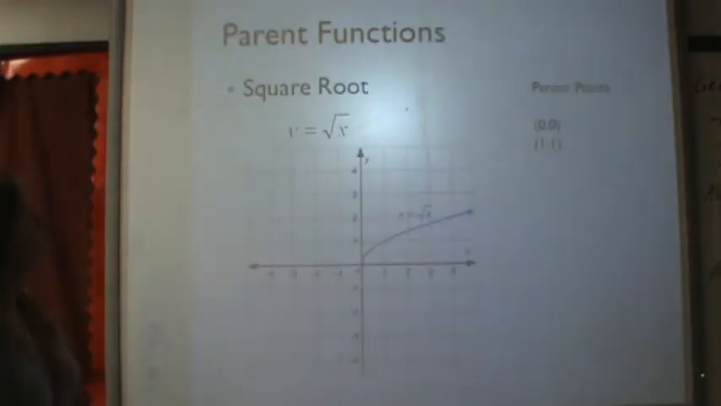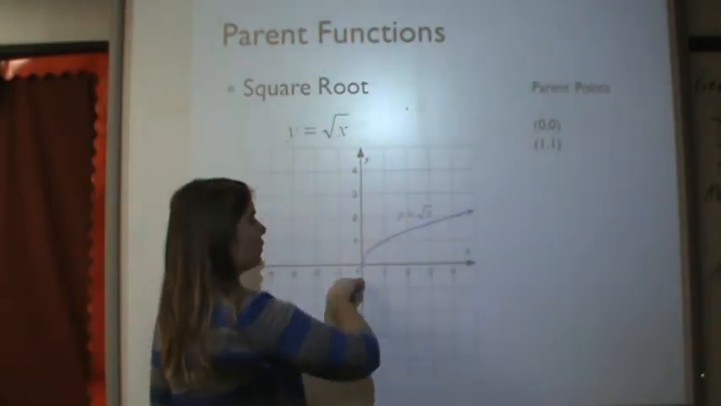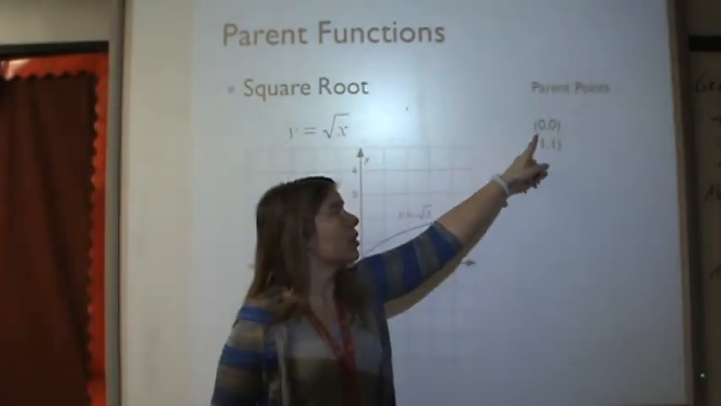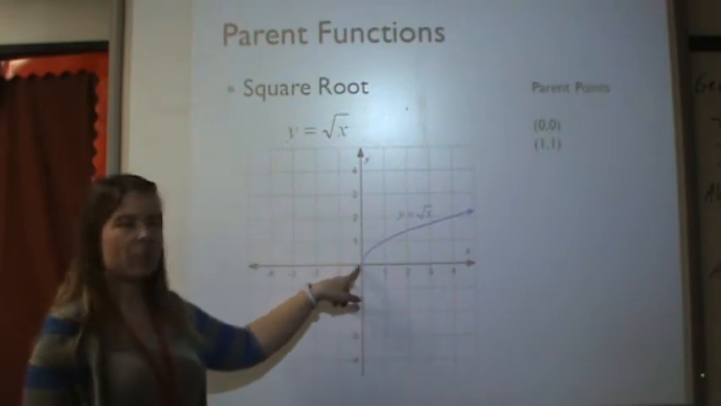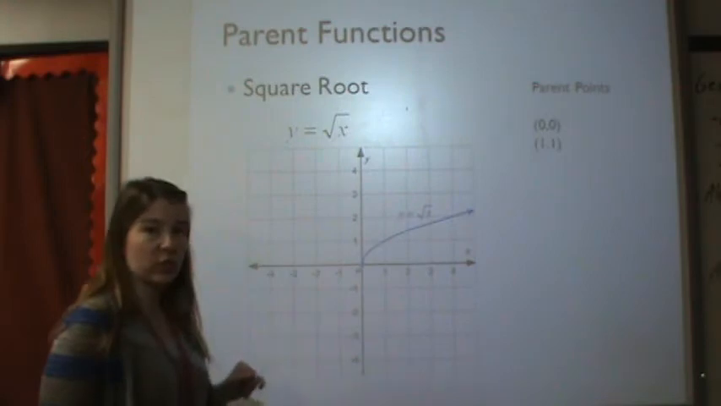Next graph is your square root. So it starts at the origin and then curves up. It's basically half of a parabola. The parent points you need to know for that one are 0, 0, and 1, 1. Again, the point at 0, 0 is basically your vertex. That's the one that you need to move. And then I'll talk to you how to graph this in a minute.